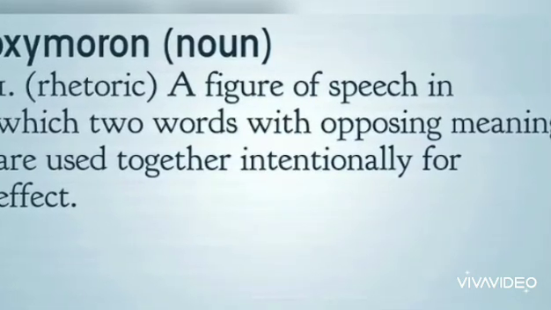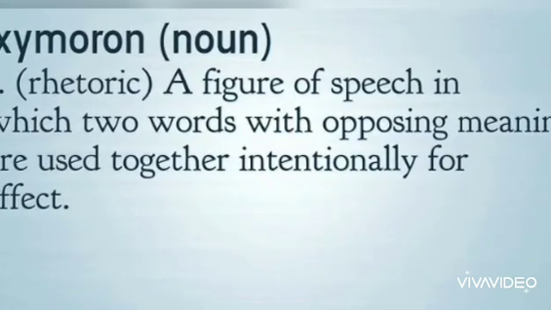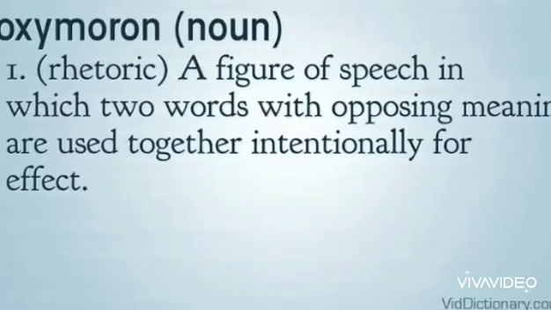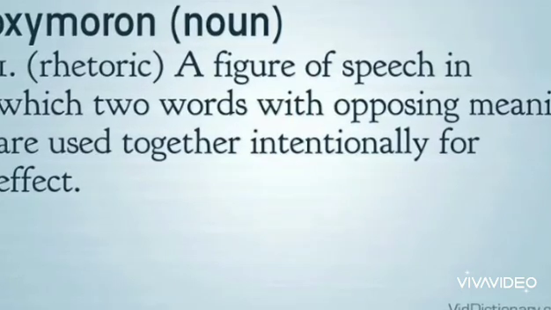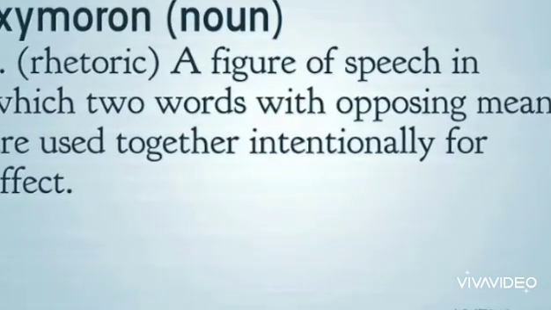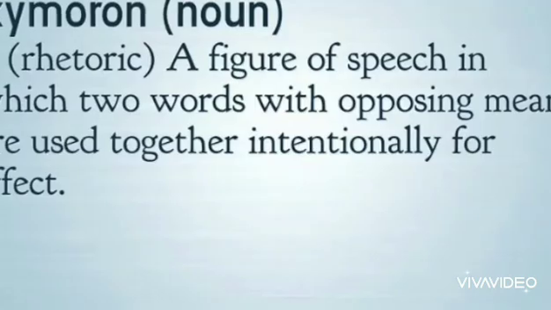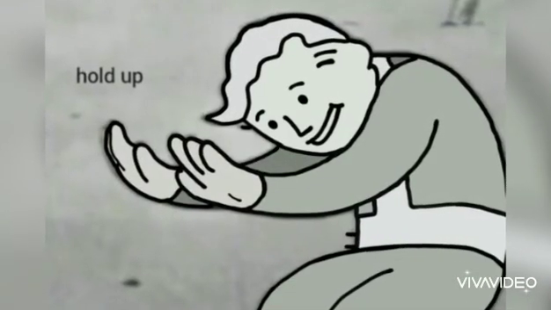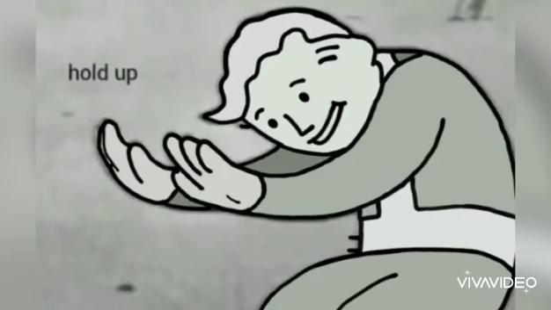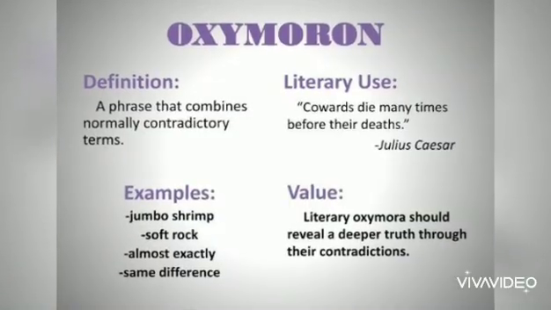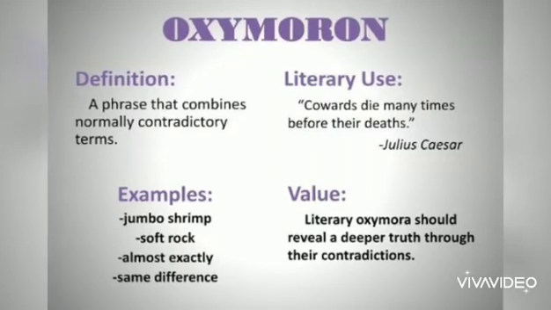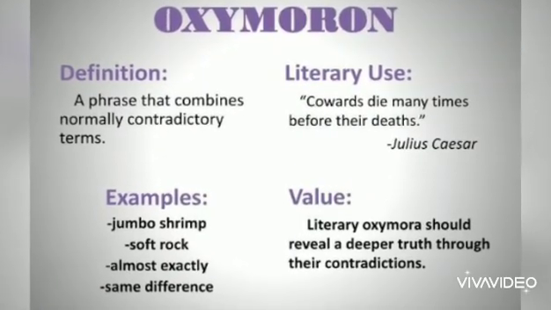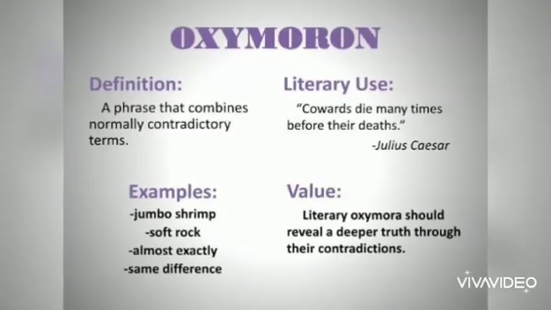The oxymoron is a noun. It's a figure of speech in which two words with opposing meanings are used together intentionally for effect. This purpose is a marginal meaning of contradiction in terms, but hold on. For sure, you're lost. But let's make it easier. The oxymoron is a phrase that combines normally contradictory terms.